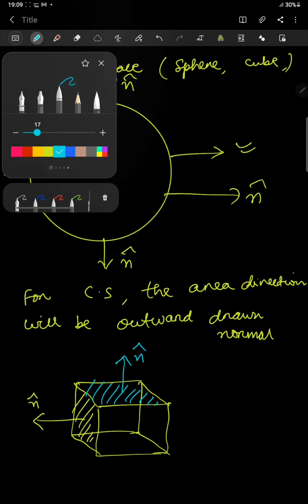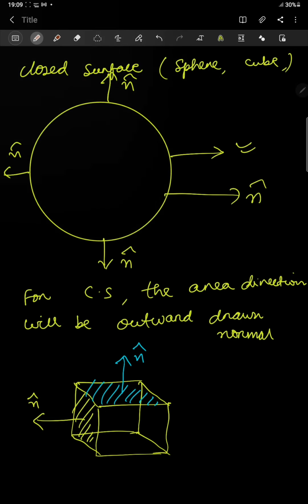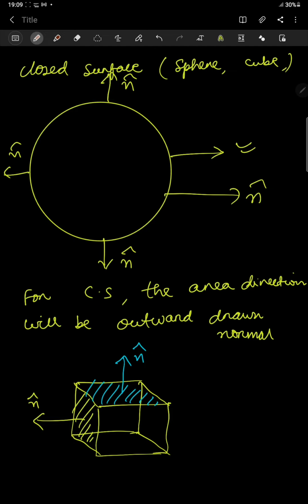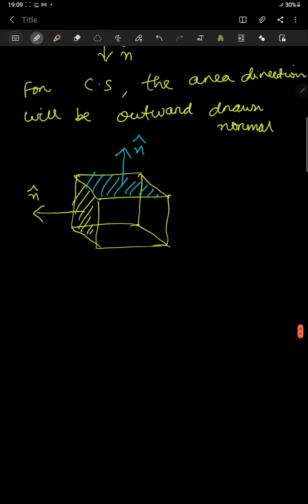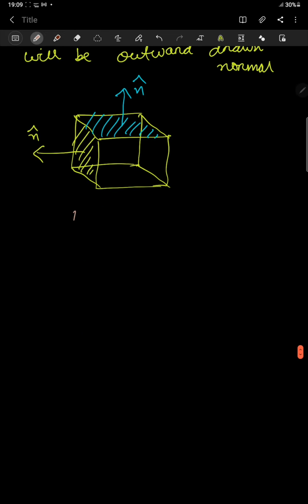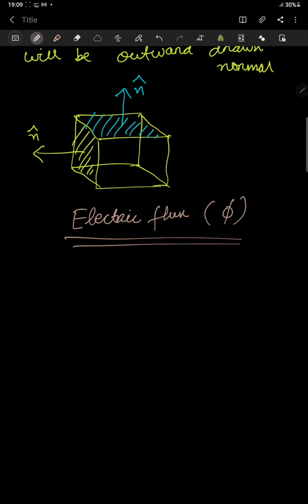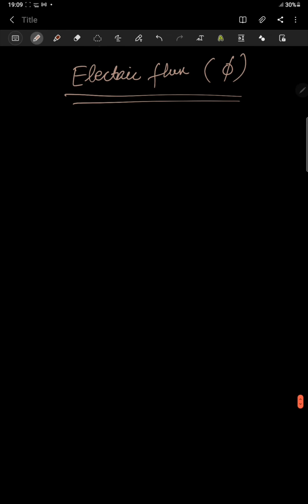So after following this area vector properly, then we will jump over to another concept, which is called electric flux. Area is a vector quantity. Now we came to know this flux, represented by phi, will be a scalar quantity. We'll see how it will be a scalar quantity. So the next concept is electric flux.